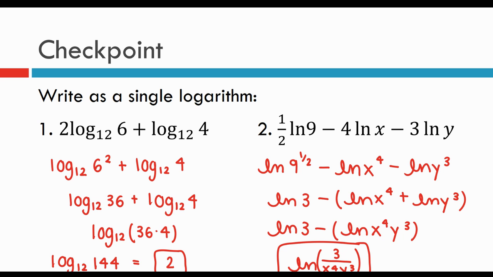Okay, so hopefully you noticed that there was a 2 out in front of the first log. So I moved that 2 up to being an exponent for the 6. I then squared the 6. Because I see an addition sign in between those logs, I could then multiply them.